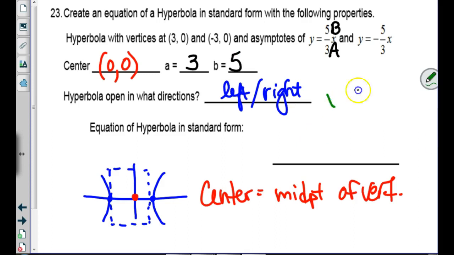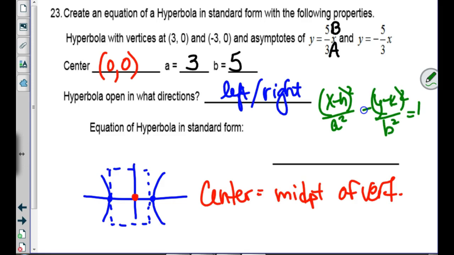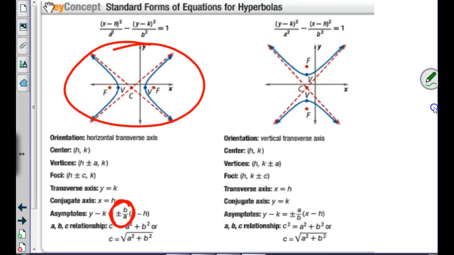It was x minus h squared over a squared. Someone tell me if I'm copying this right. Y minus k squared over b squared equals 1. Is that the right formula, guys? Yeah. Okay, so it's here.